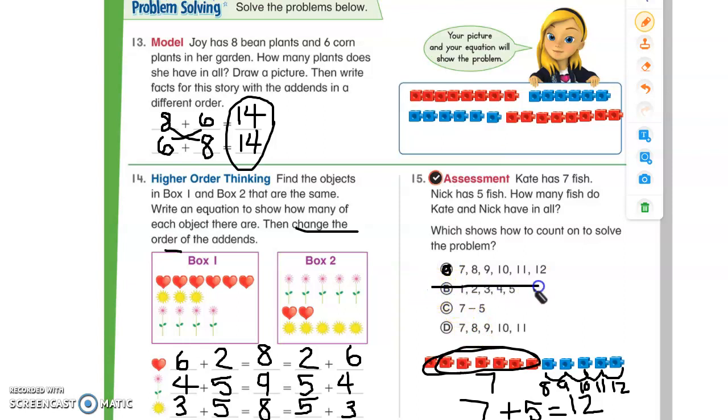Letter B is incorrect. I don't even know what they were doing. Letter C is subtraction. That's not counting on. And letter D is close, 7, but they don't get all the way to 12. They only added on 1, 2, 3, 4. And we had to add 5 because Nick had 5 fish. So A is the correct answer. I hope that helped you problem solve.